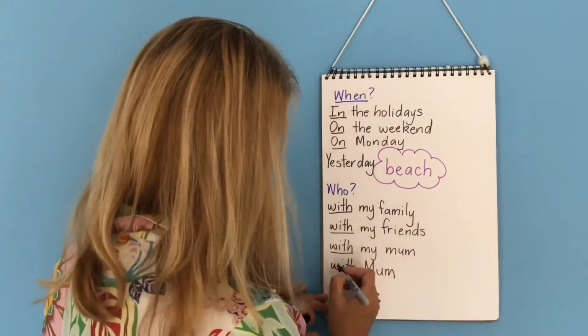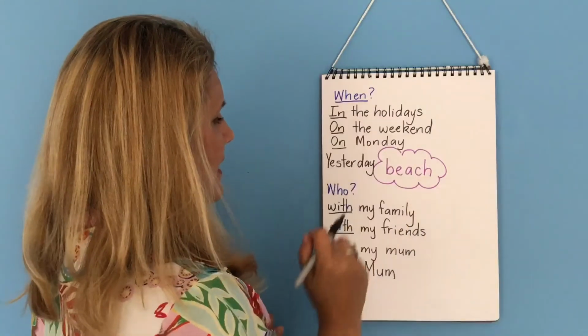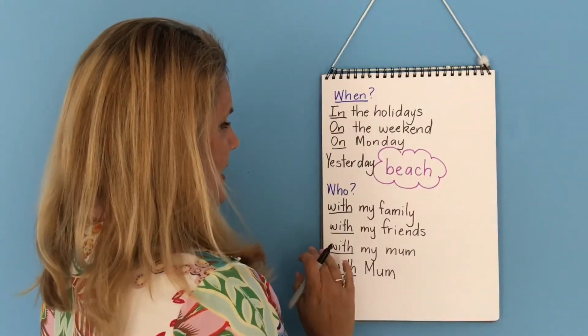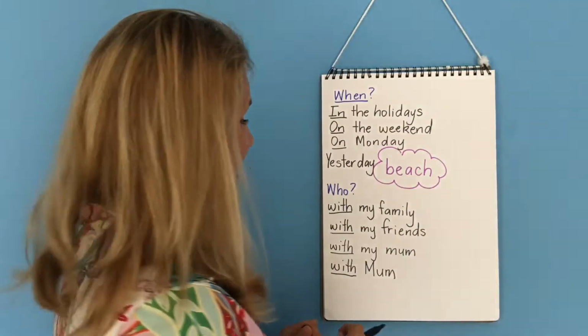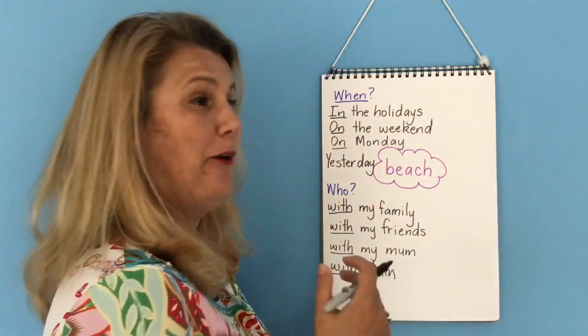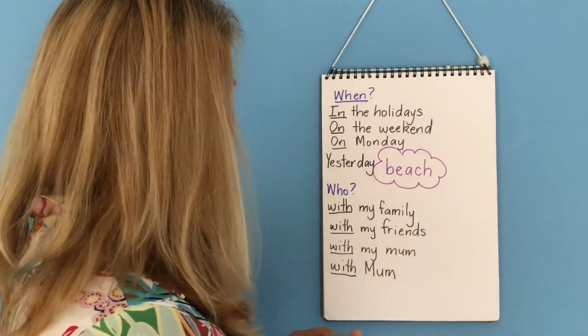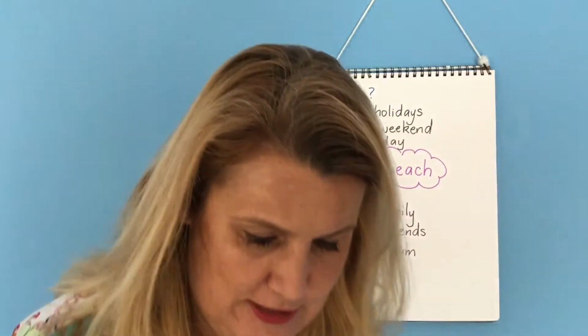All right, so we always say with. So it could have been perhaps in the holidays, I went to the beach with my family, all right? Or you can say, I went to the beach yesterday with my family, or I went to the beach with my family yesterday. There's a few ways you can do it. All right, what's another question?